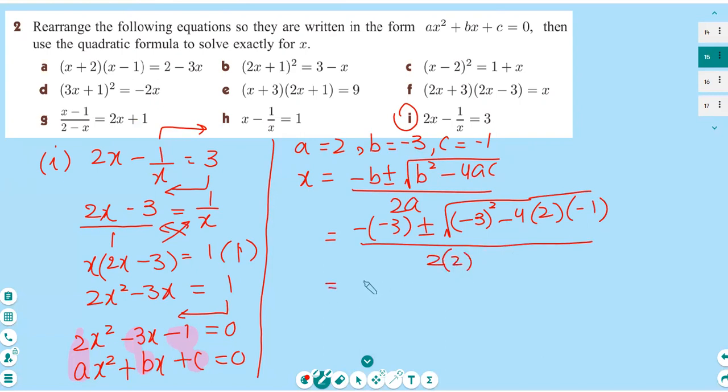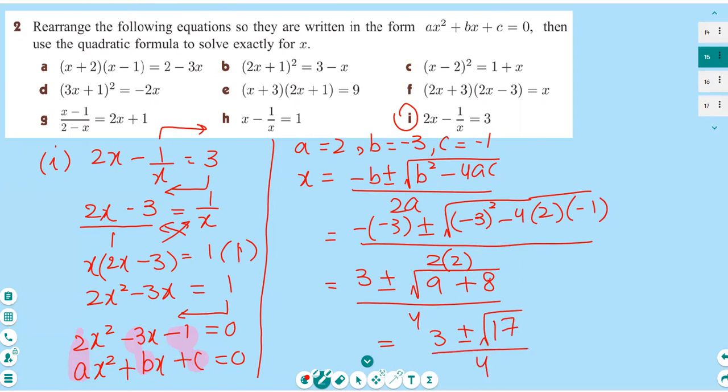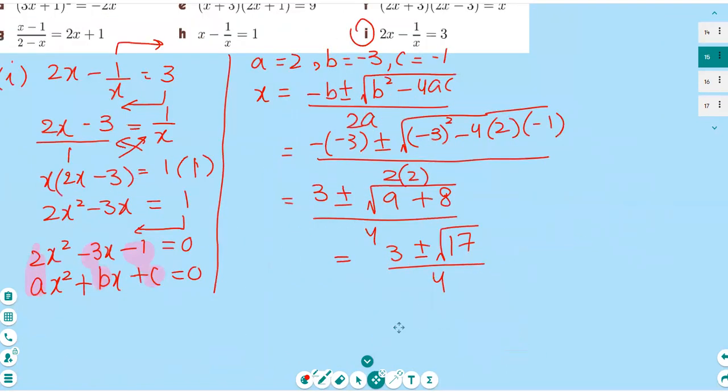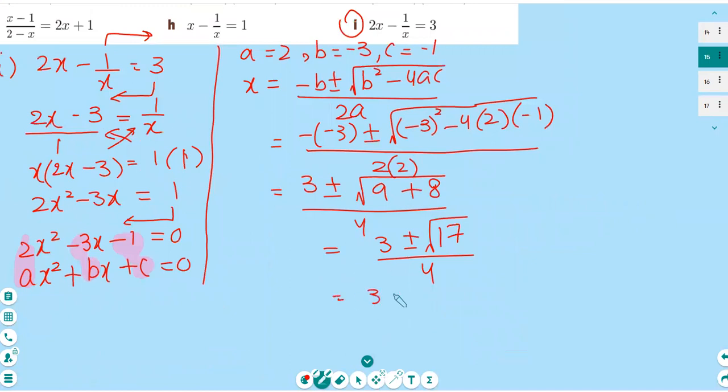Now simplifying this, minus into minus is plus 3 plus minus, -3 square is plus 9, minus into minus plus 4 2s are 8, right? Over 2 times 2 is 4. So simplifying this, 3 plus minus square root of 9 plus 8 gives you 17, over 4. So we have two roots, one with a positive sign, second with the negative sign, right?